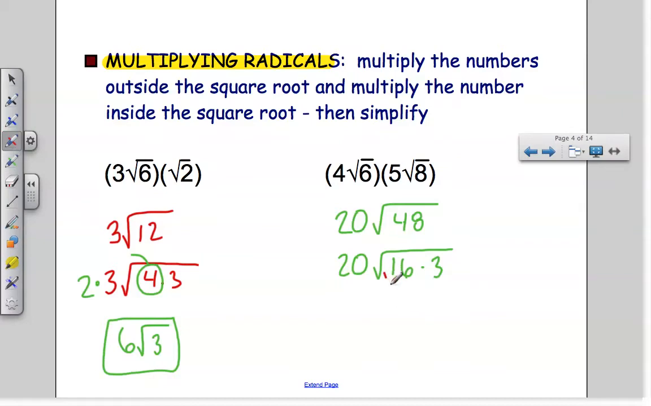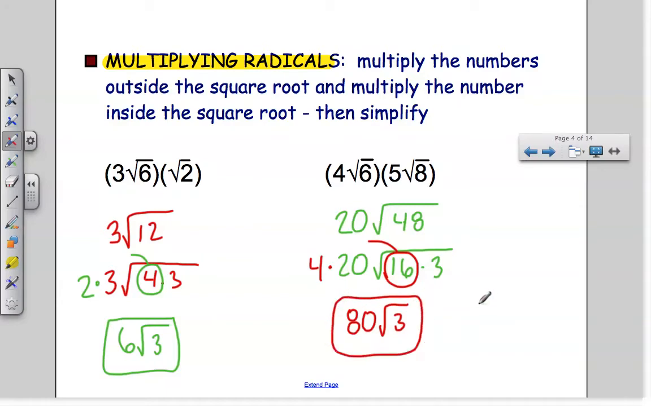And I do that so I can take out this perfect square of 16. The square root of 16 is 4. I multiply with the numbers now outside. 4 times 20 is 80. Inside the square root, just my 3. So multiplying radicals and simplifying them.